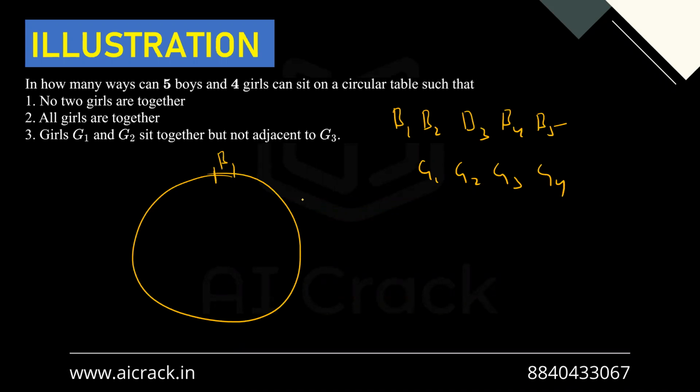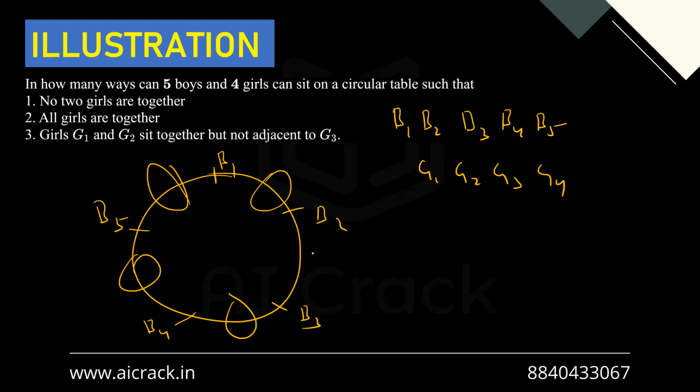So let's say this is B1, B2, B3, B4, and B5. So we have 1, 2, 3, 4, and 5 gaps over here. We have to fill these girls in these 5 gaps, right? And boys can start sitting, giving the reference to the girls, right? So someone has to start sitting, right? So let's say these are the boys over here. So they'll start sitting by (5 minus 1) factorial ways, right? Because of the circular permutations.